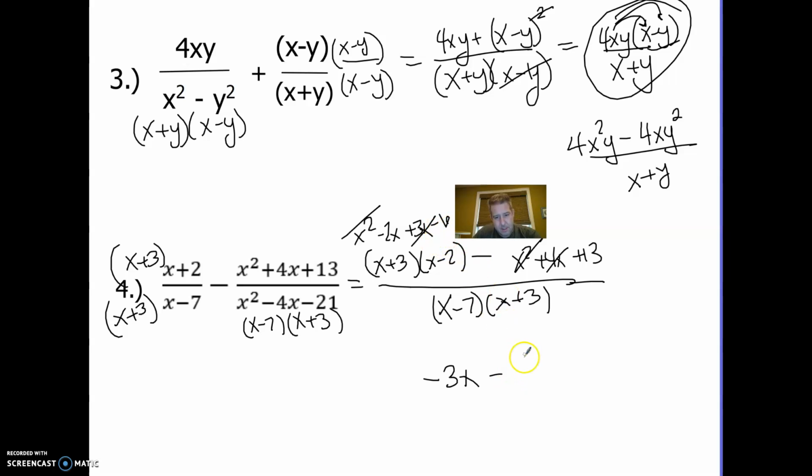Negative 19, all over x minus 7 times x plus 3. And it looks like that's going to be our answer because there's nowhere I can factor on top any further. All right. Kind of some crazy questions here.